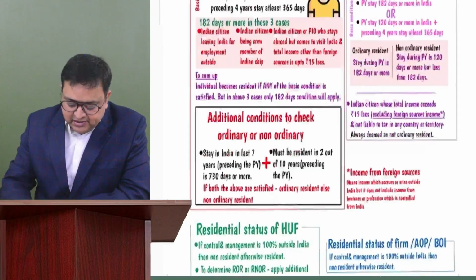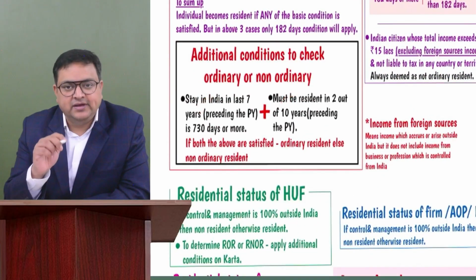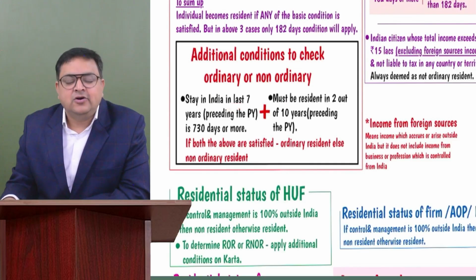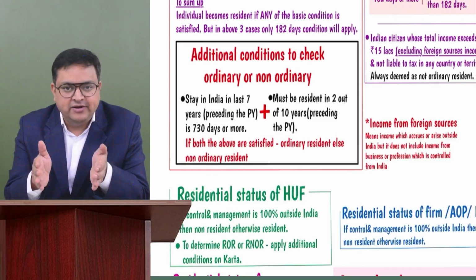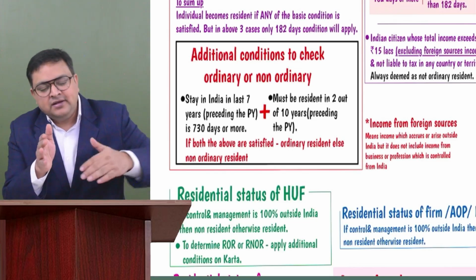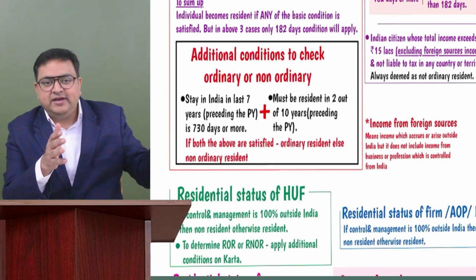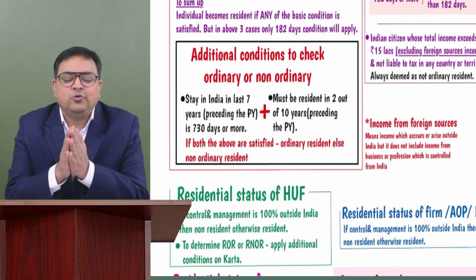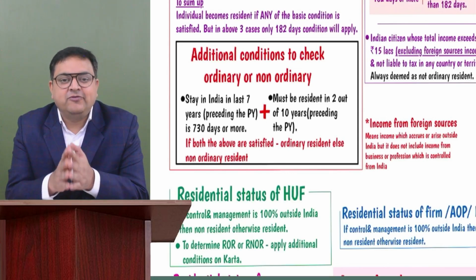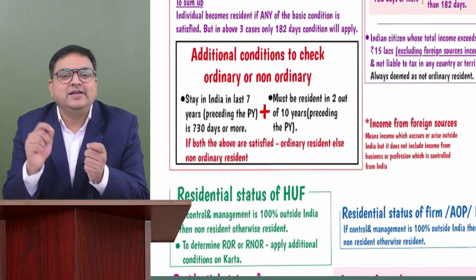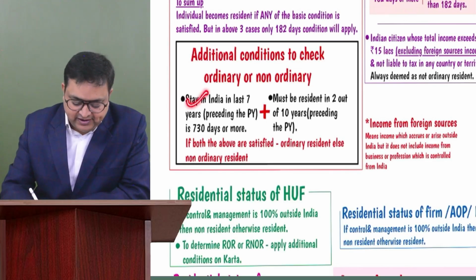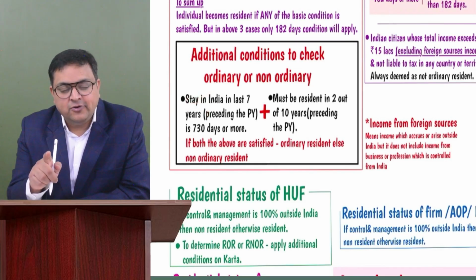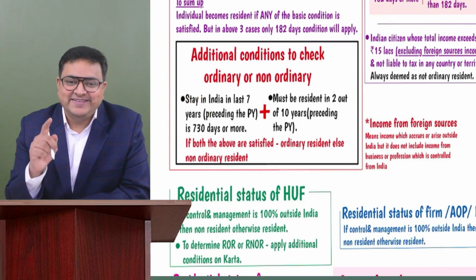How will you check? You will apply two conditions over there. First, apply a simple condition of the last 7 years of the previous year. Our previous year is 23-24. Just leave this previous year and go back in the last 7 years. So in 7 years, if the total number of days of stay is 730 days or more, then the first condition is satisfied. Can we say ordinary right now? No. Both the conditions should be satisfied.